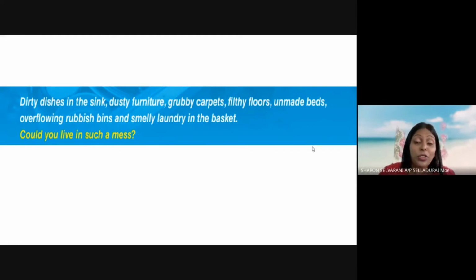So it depends on individuals, but generally speaking, we can't live in such an environment. So somebody has to take the initiative to do the cleaning.